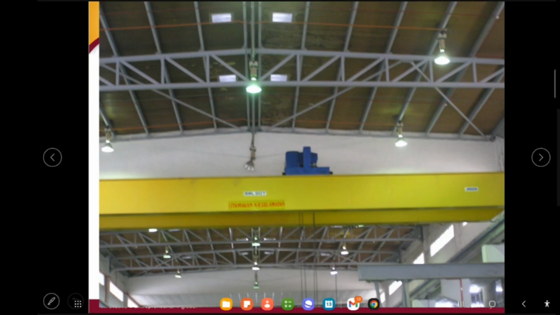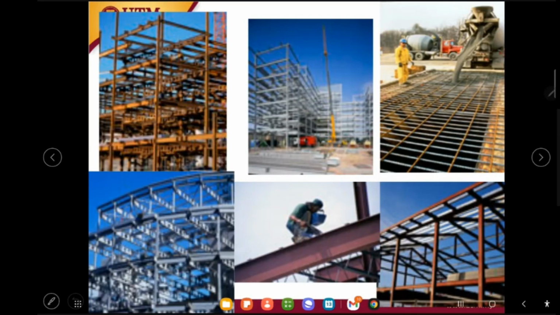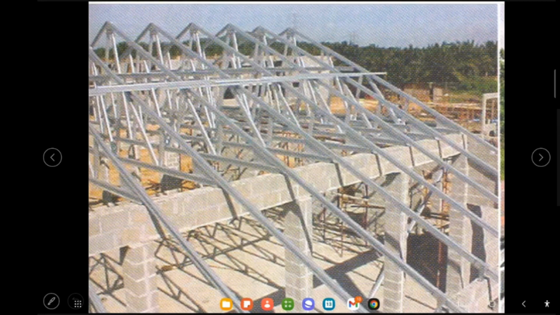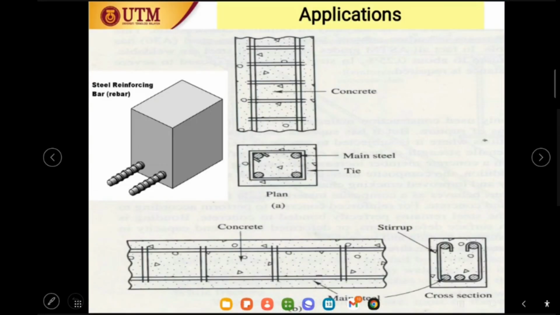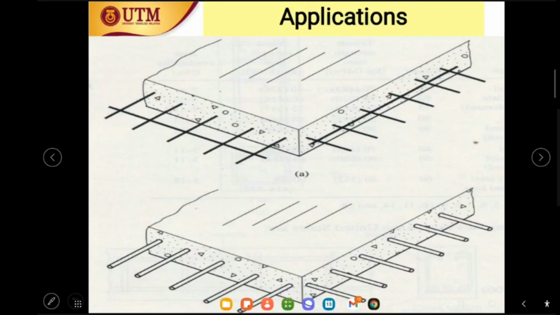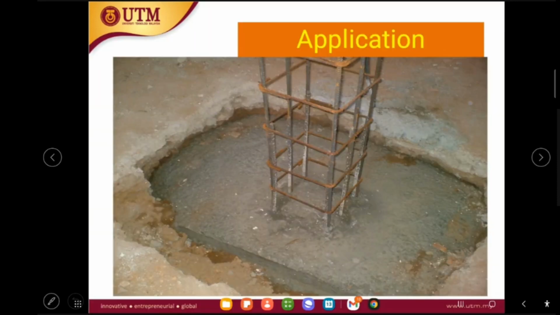This is our lab. The gantry crane is also made of steel, and the truss is also made of steel, just different sections and different shapes. The applications of steel are actually very wide in the industry. Rebar is the reinforcement, which is steel made from mild steel. We put mild steel into our concrete to take up the tension capacity.